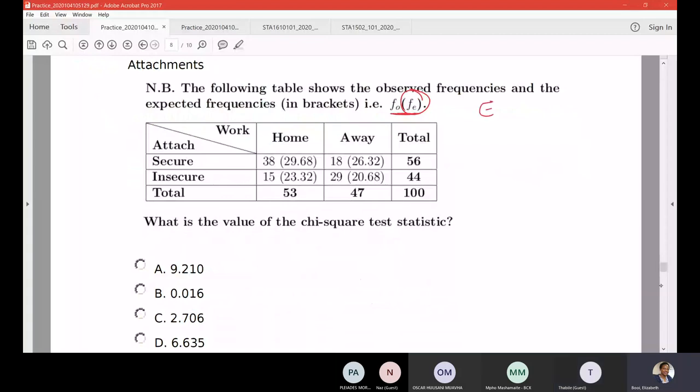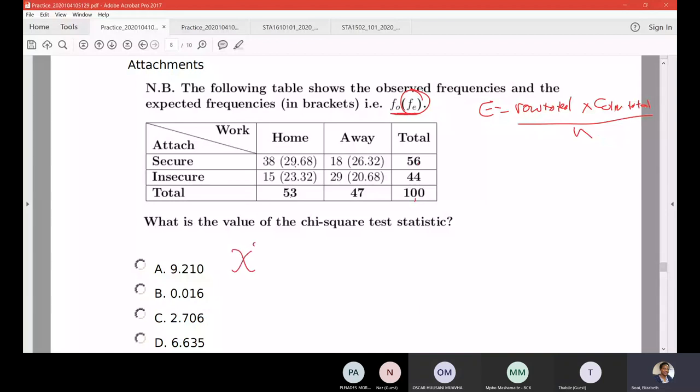Remember, your expected frequencies, we would have calculated them by saying the row total multiplied by the column total divided by n. So for 29.68, we would have said 56 times 53 divided by 100. It would have given us 29.68. So they already calculated that for you. You don't have to go ahead and calculate them again.